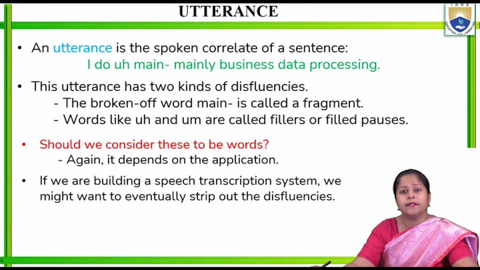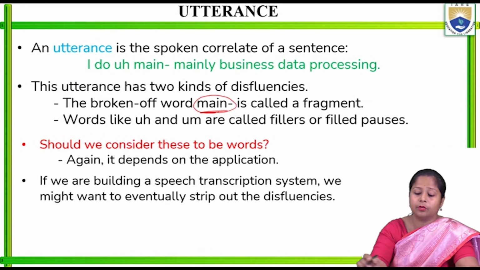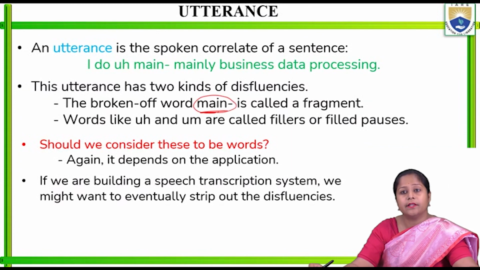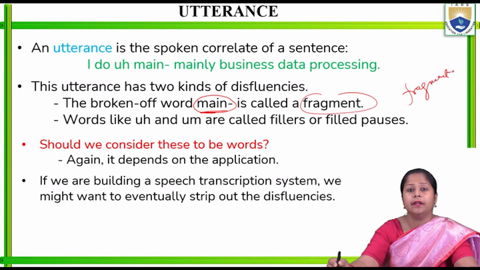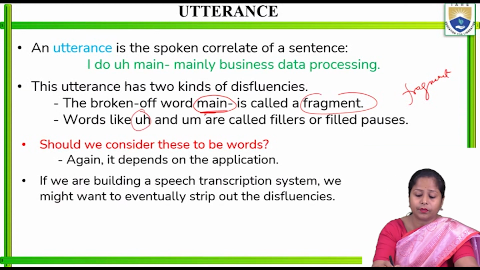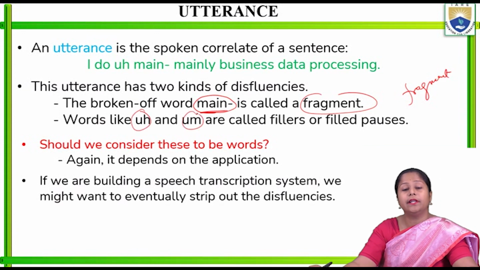This utterance actually involves two kinds of disfluencies, in the sense that they do not make the sentence complete. That is called disfluency. In this sentence, the broken-off word "main", written like "main" and a dash, is called a fragment. And whenever words like "uh" and "um" are there, they are called fillers, or filled pauses.